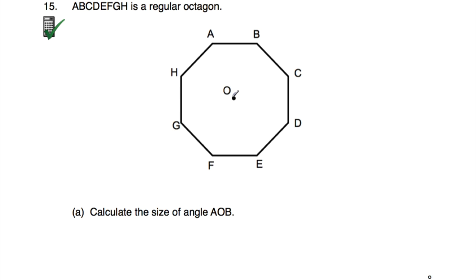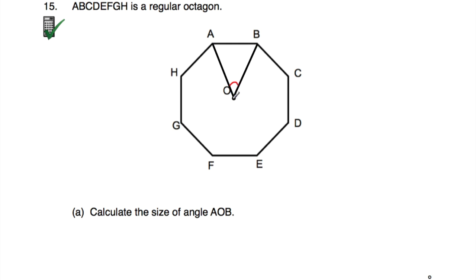So A, O, B. I'm actually just going to draw that on. I'm going to use a ruler and pencil, and I'm going to go from here to here and from here to here. And so that's going to give us that this angle here, inside here, is angle AOB. So we want to find the size of this angle, AOB.